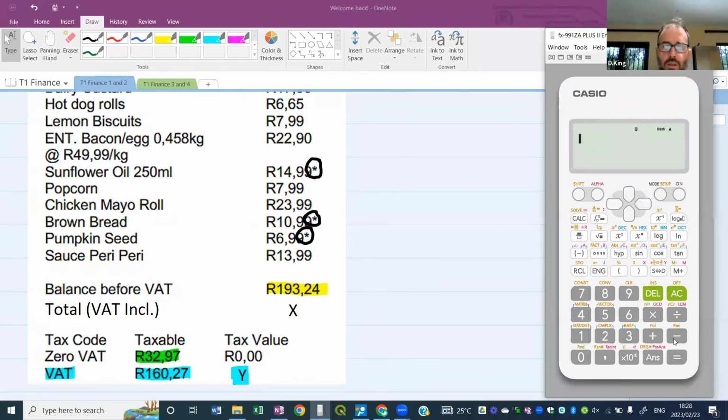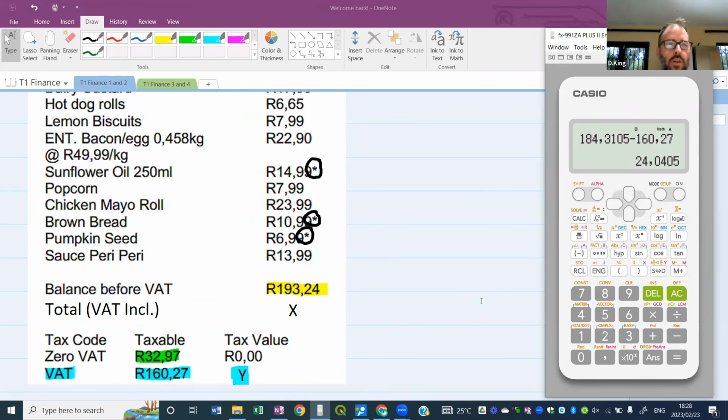Let me put it on the calculator again. So 160.27 times 1.15. This is the original value. So 184.3105. We write that out. 184.3105. So I could subtract the 160 Rand 27, which was the original amount without the VAT. And that will give me 24 Rand and 4 cents.